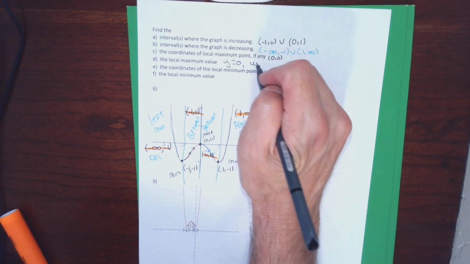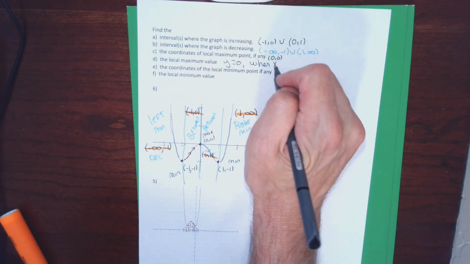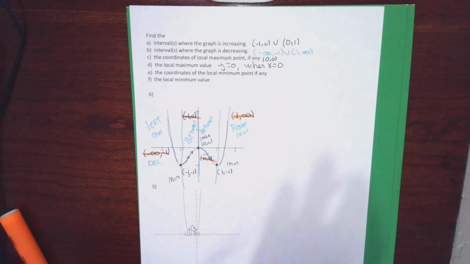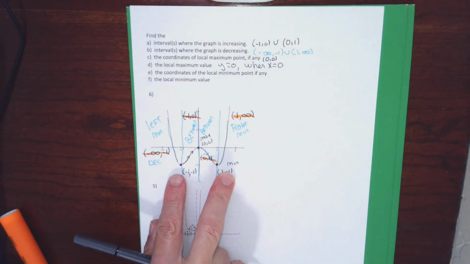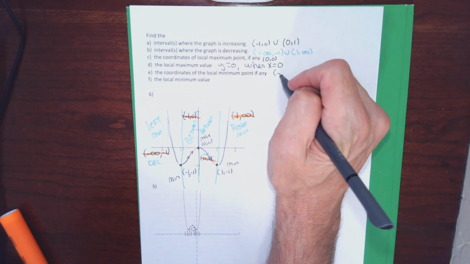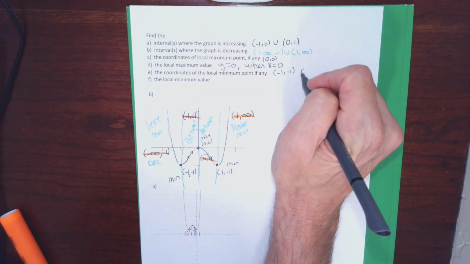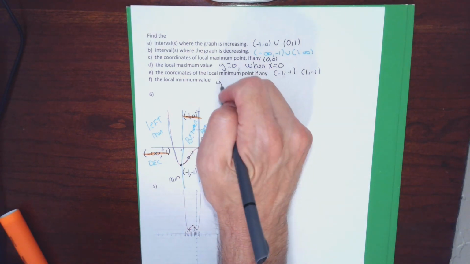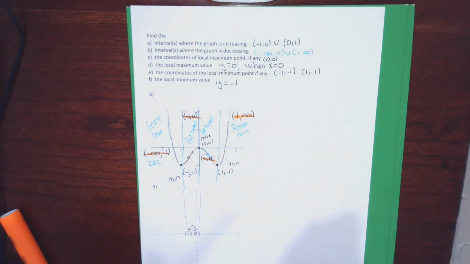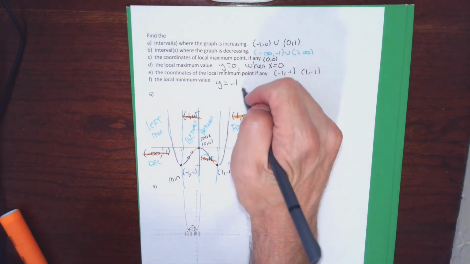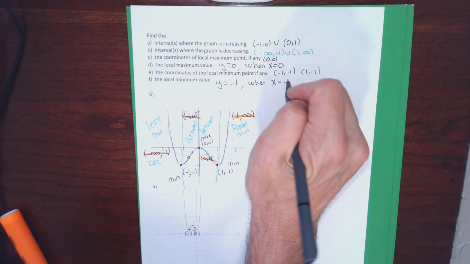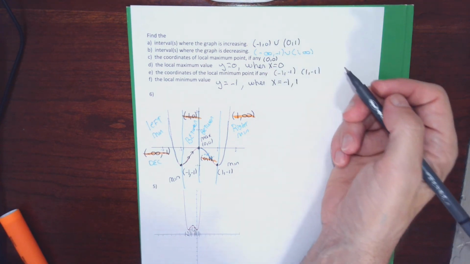I'm even going to get lazier. Instead of saying which occurs when, I'm just going to say when, just to save some ink, and it's adequate to do that. There's two local minimums. The coordinates of the local minimums are -1, -1, and 1, -1. What they have in common, when I go to describe them, is that both y's are -1, and it happens twice. It happens when x equals -1 and x equals +1.